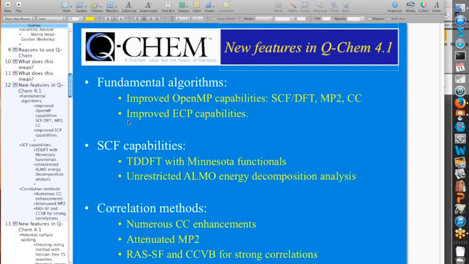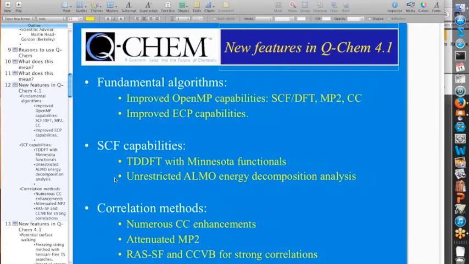And another fundamental area of algorithms that has substantially improved is effective core potentials, which are, of course, very important for modeling heavy elements. And in the past, Q-Chem has had limitations for the evaluation of analytical gradients and analytical Hessians with effective core potentials. And we have, thanks to Yihan Shao's work, substantially eliminated those.